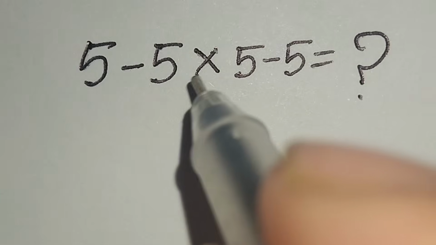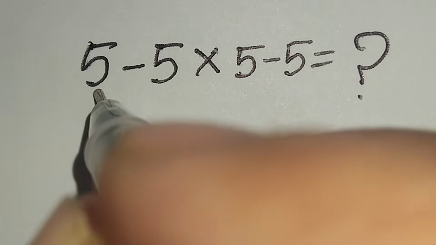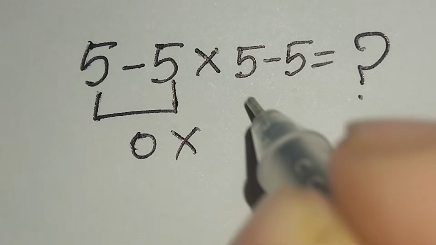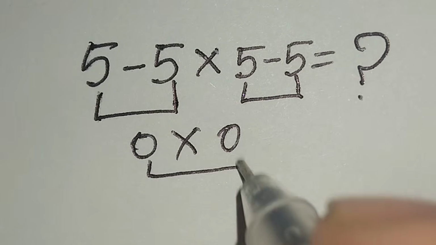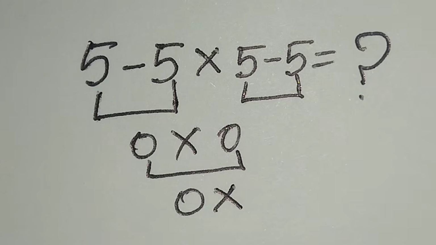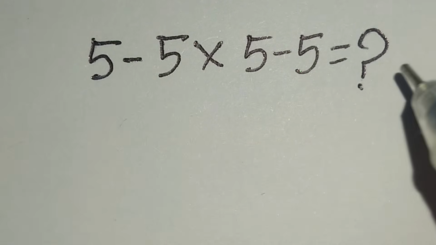5 minus 5 multiply 5 minus 5 equal what? Here 5 minus 5 gives us 0 times 5 minus 5 gives us 0. 0 times 0 gives us 0. But this answer is not correct. Now I will apply the PEMDAS rule to solve this math correctly.